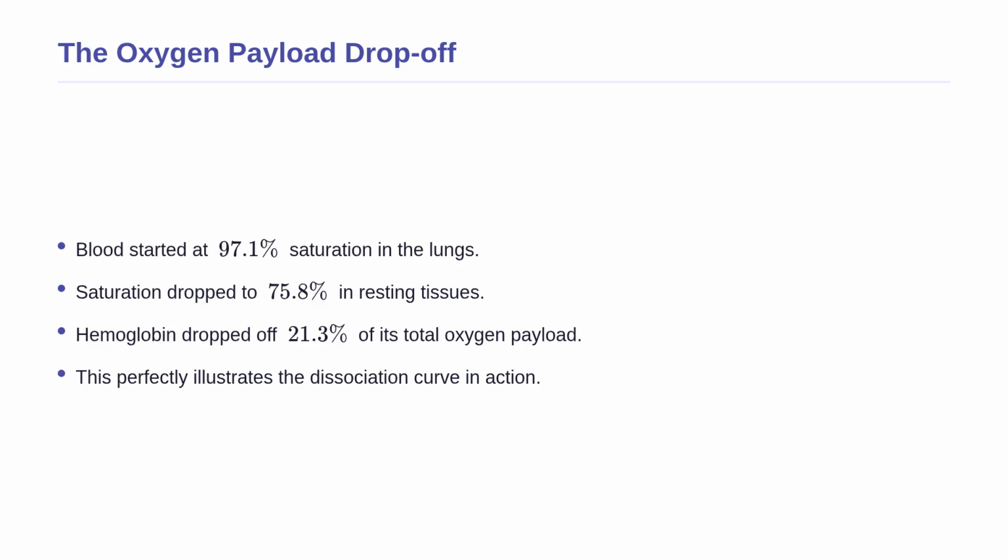By comparing our two calculations, we can uncover the true brilliance of this system. The math tells us that the blood started at 97.1% saturation in the lungs, but dropped to 75.8% when it reached the resting tissues. By simply subtracting these values, we find that the hemoglobin dropped off about 21.3% of its total oxygen payload to feed your cells. This perfectly illustrates the dissociation curve in action. Hemoglobin holds tight in the lungs, but automatically lets go of just the right amount of oxygen when it senses the lower pressure in the tissues.